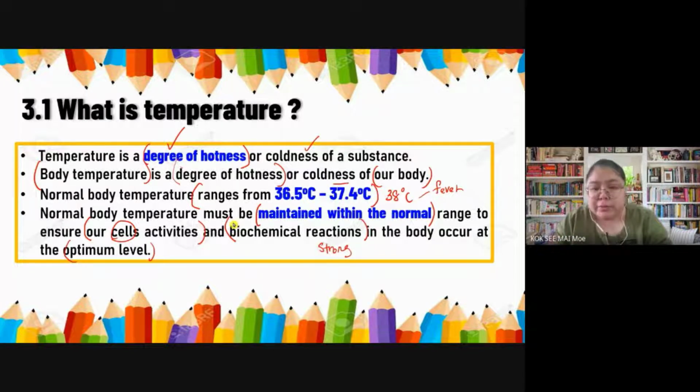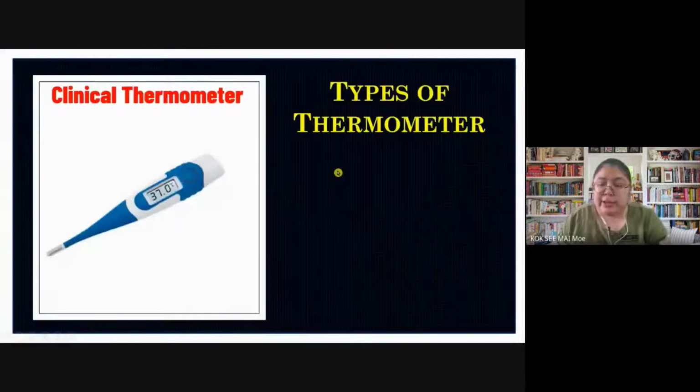Okay, so from this one situation, how do I know if I have a fever or not? A thermometer can help. A thermometer can help to know whether your body temperature is correct or not. Now we're going to see the meaning of temperature, then what you can use to measure temperature.